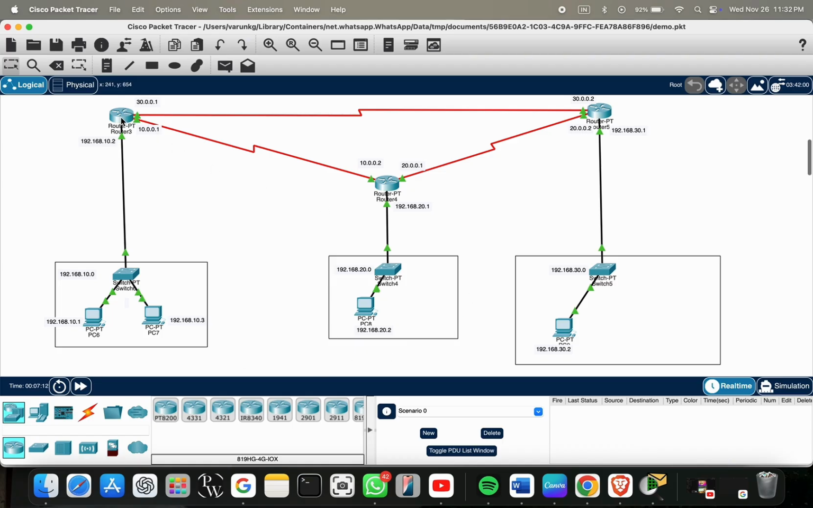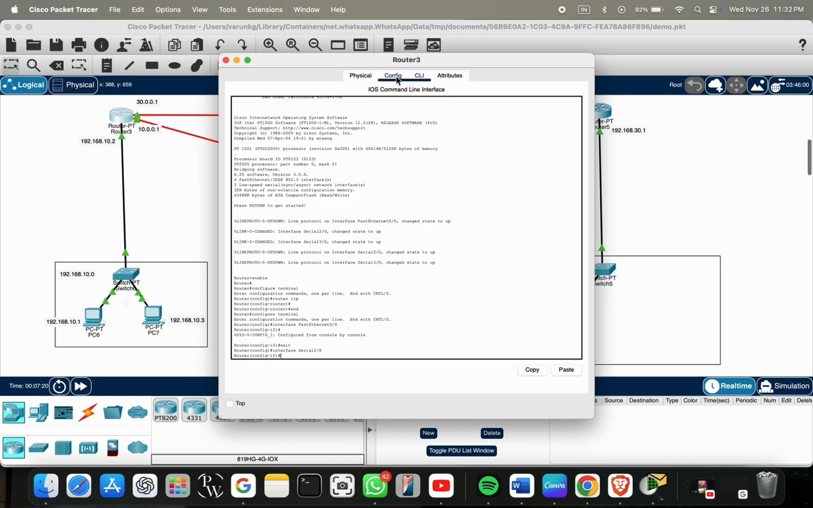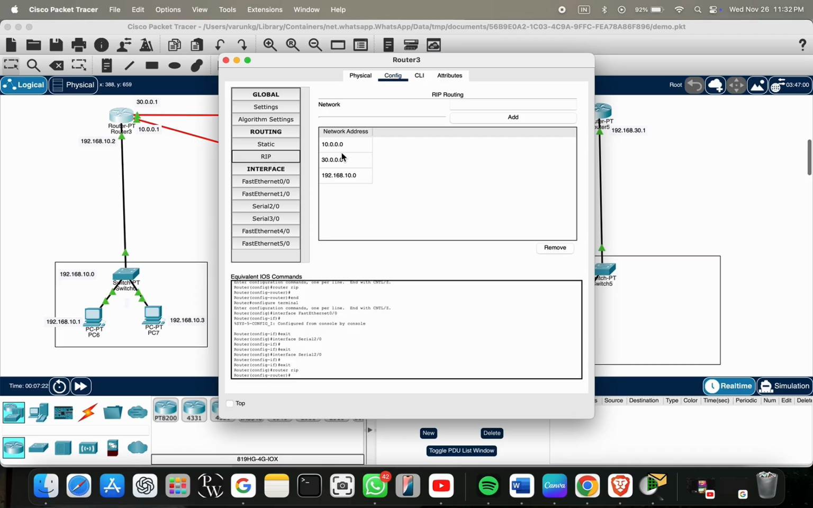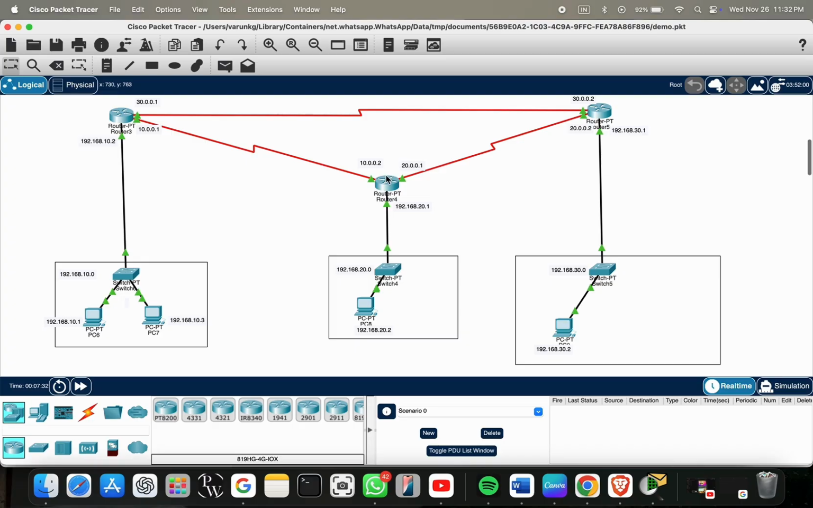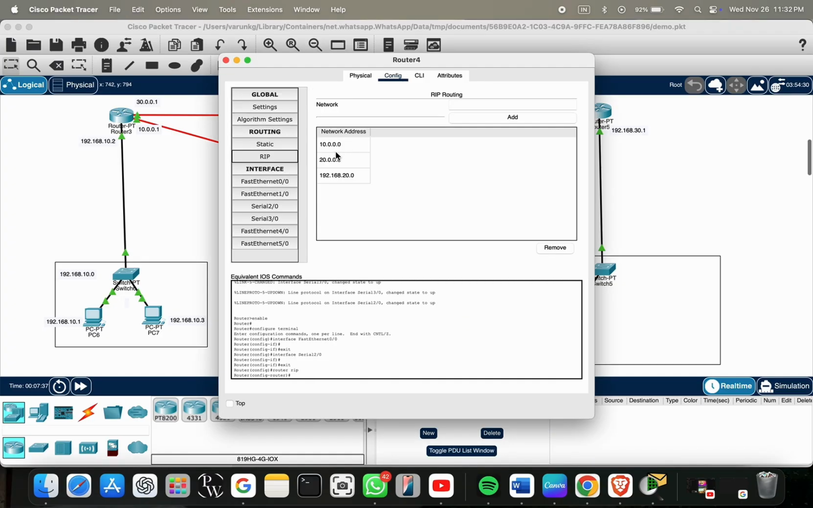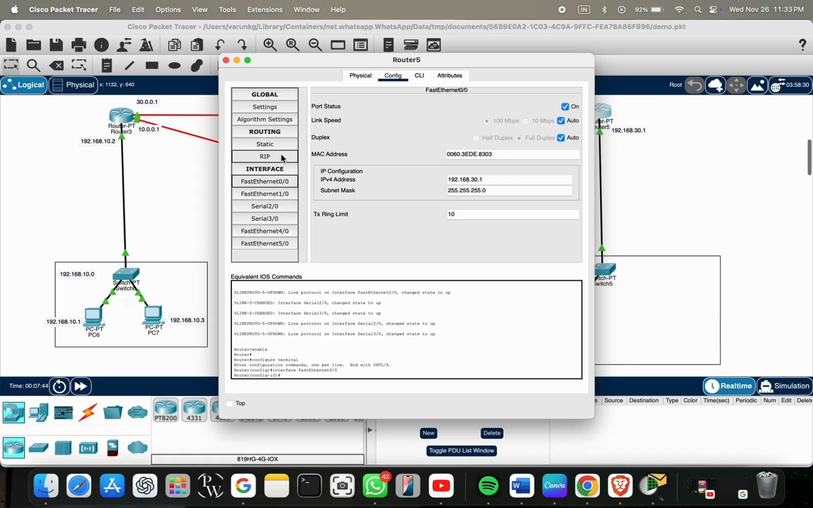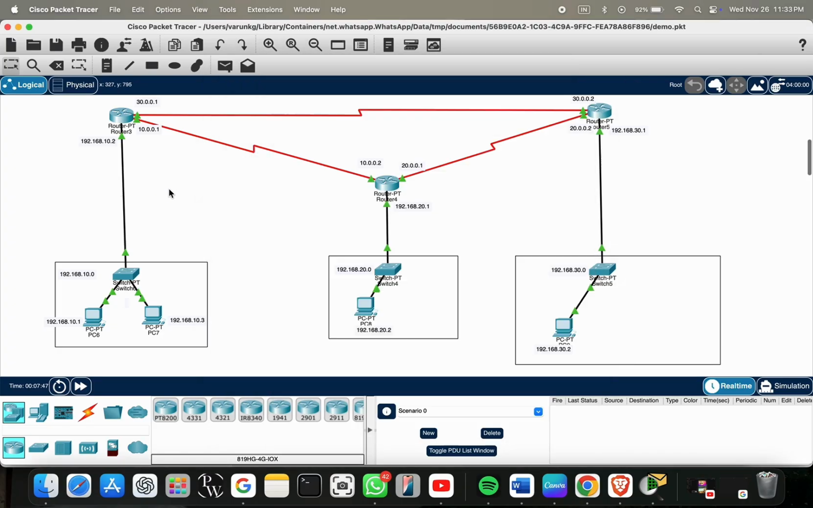You can see that in the previous example we did the connection through CLI commands, but in this we did it through RIP. As you can see here, for router 1 we have connected 10.0.0.0 and 30.0.0.0, its own networks. For router 2 we have connected in RIP 10.0.0.0 and 20.0.0.0, which are the two paths of the other two routers, and similarly for router 3. Now what is the difference?